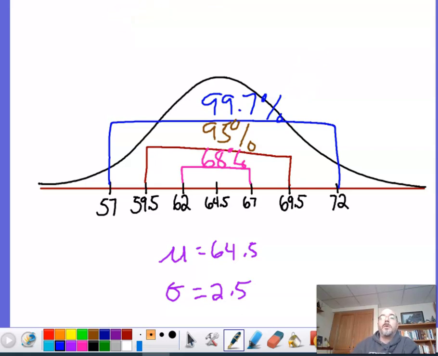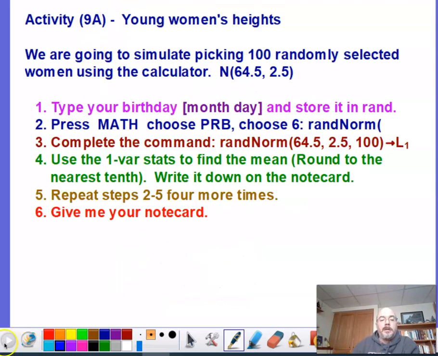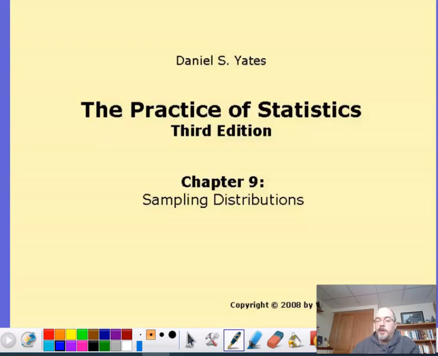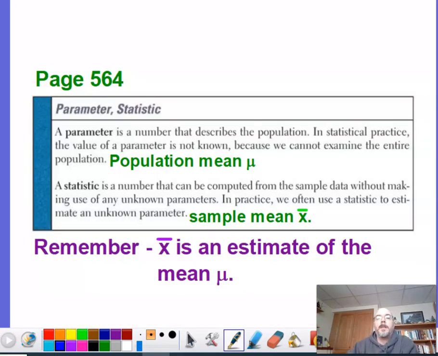All right, folks, so let's move on. So that would have been the little activity that we did. So let's go through a few things here. Page 564 in your book. Parameter: a parameter is a number that describes the population. In statistical practice, the value of a parameter is not known because we can't examine the entire population. That's reality, folks. It's not practical.